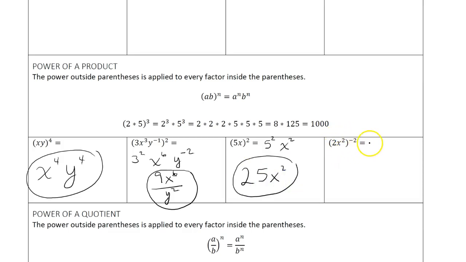2x squared to the negative 2 power is 2 to the negative 2 power times x to the negative 4 power. Both negatives make those go to the bottom of the fraction, so 1 over 4x to the 4th.